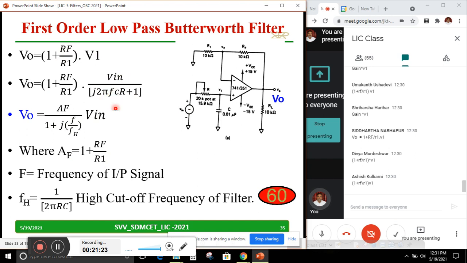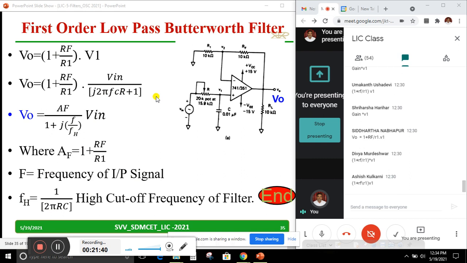Then AF and Vn is over. This I am writing as 1 plus j F by Fh. What is F equal to? Frequency of the input signal. Fh is 1 by 2 pi RC, so that it will become 2 pi FCR. So just take 1 minute and copy down these two lines from the slide.